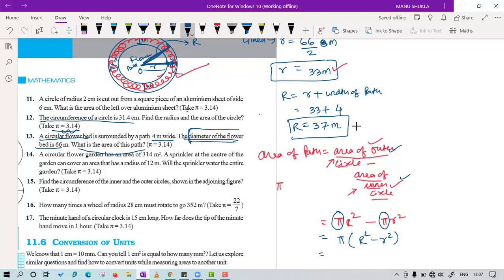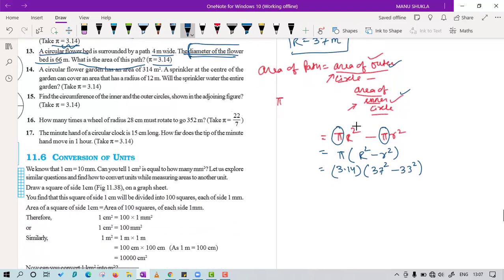Okay. So they are telling use the value of pi as 3.14. Capital R is how much? 37 square minus 33 square. Now, I think you have studied the formula a plus b, a minus b. If you have studied this formula, you can directly apply. If you have not studied, then leave it. Okay, just solve it properly.